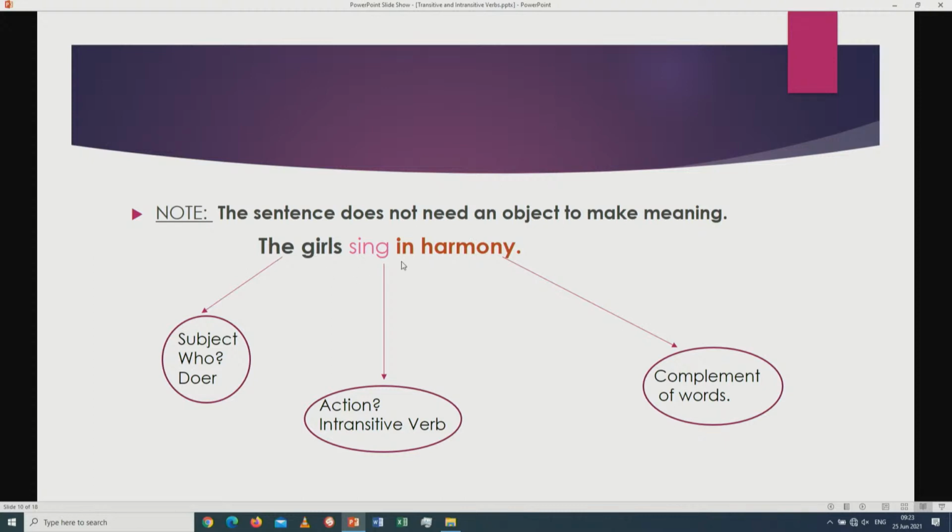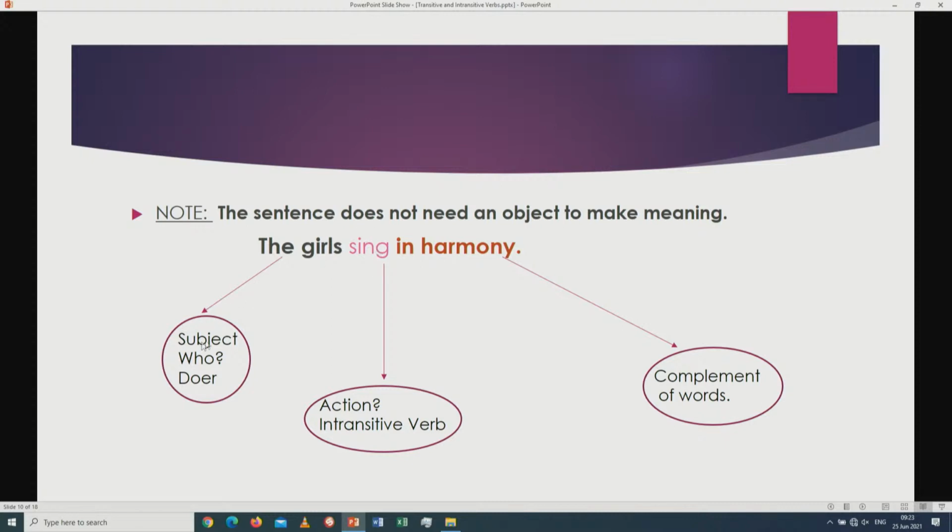The girls sing in harmony. Okay. The girls is the subject. Why? Because we asked the question who. The answer will be the girls. That will be the subject or the doer. The action, the verb will be sing. In harmony is a complement, a group of words that describe how the girls are singing. Right, so it is a group of words that complement the girls on their singing.